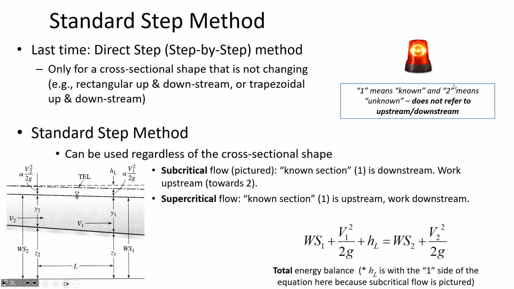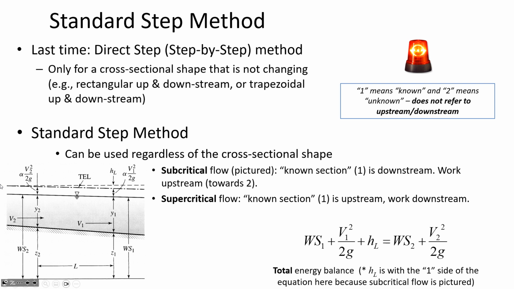So please keep that in mind when we use the standard step method. The standard step method is looking at gradually varying flow, and what we're going to do is try to assess how the energy changes between 2 points. So here in this diagram, for example, we're seeing these new numbers applied for the first time.